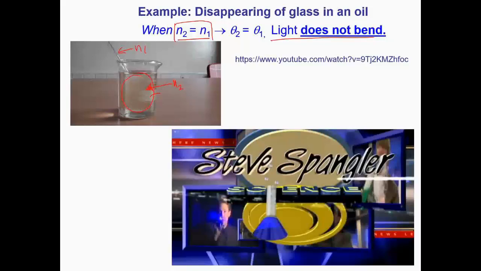The glass rod suddenly disappears in this corn oil. Why? Because their indices of refraction are equal, and since light doesn't bend, you don't actually see the glass rod inside the corn oil, because the light has to bend somehow in order to see inside the oil. And you can check this video as well.